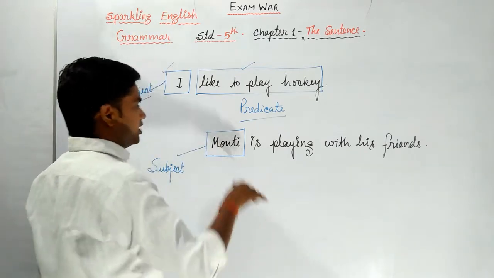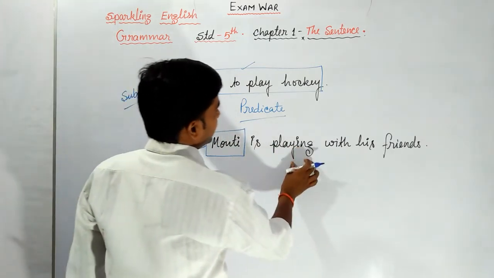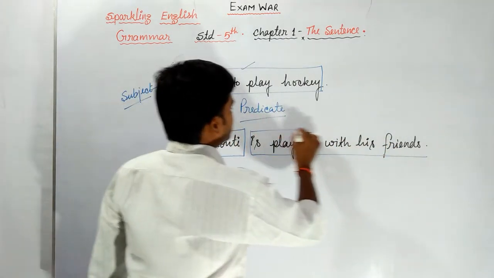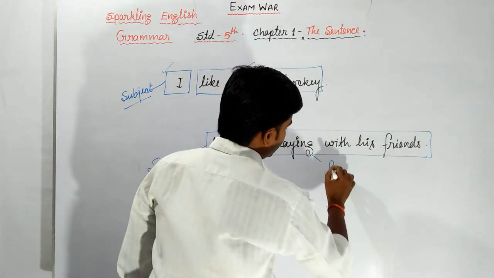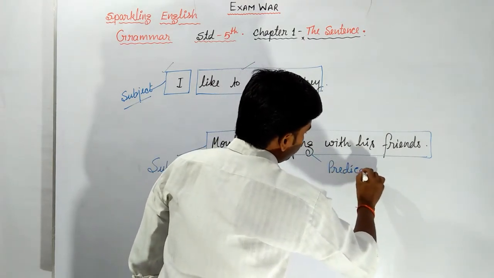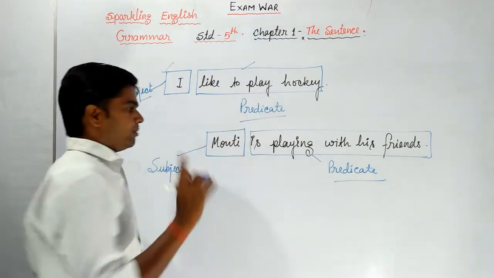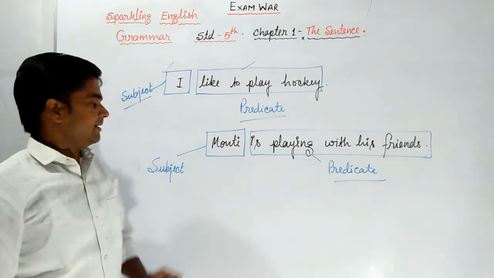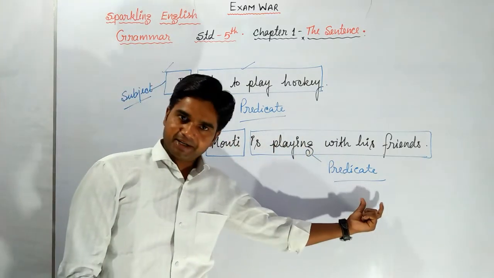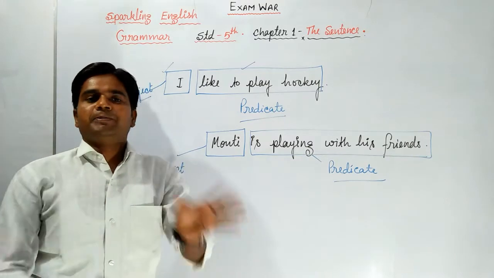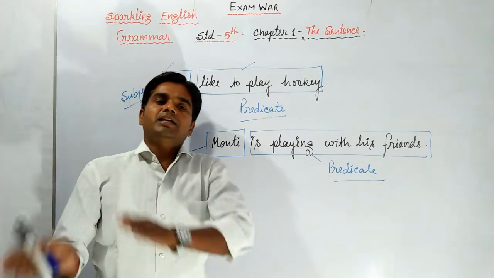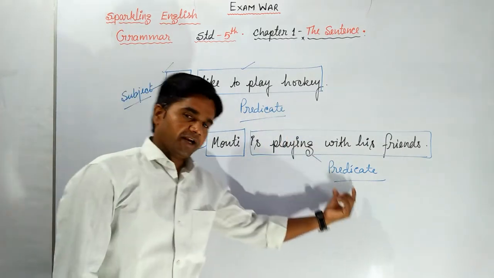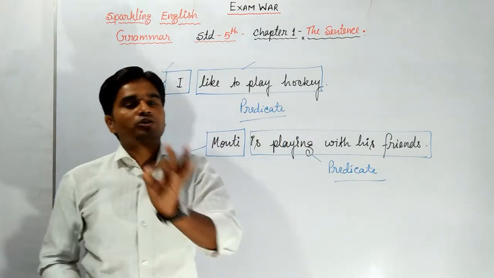And the other words including a verb, is playing with his friends, this part is called predicate. So a sentence has two parts. Those two parts are a subject and a predicate. If we separate a subject from the sentence, then the remaining portion is called predicate. I think, dear students, you got the point.